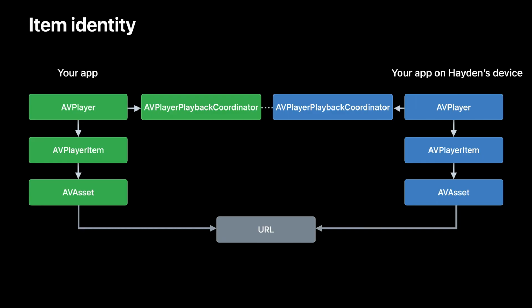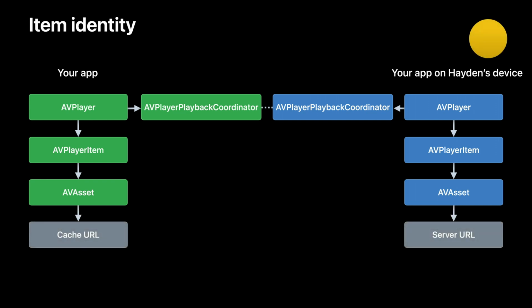Now that you have an idea of how the playback coordinator works, let's talk about content for coordinated playback. As I stated previously, we consider two player items on different devices to be the same when their assets were created from the same URL. While this default can work well, there are situations where you want to change this behavior. For example, your app may offer the user a choice to download and cache the content on device. So if I have downloaded the asset to my local cache and Hayden is still streaming the content from the cloud, we are no longer using the same URL, meaning the playback coordinator will not keep our playback states in sync.